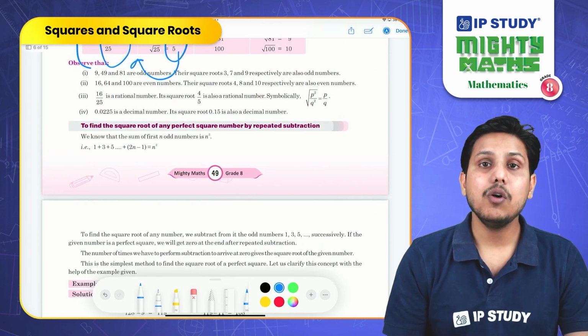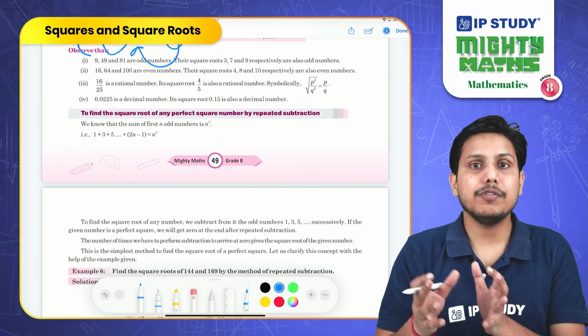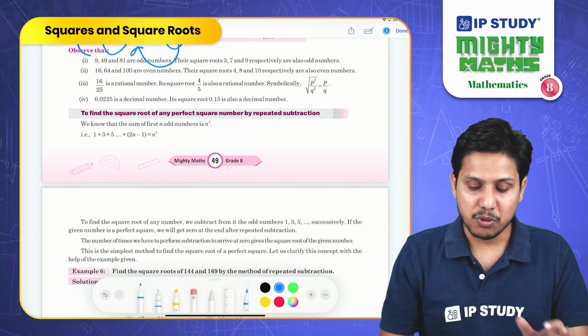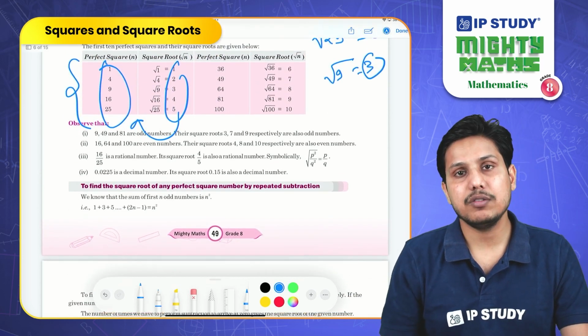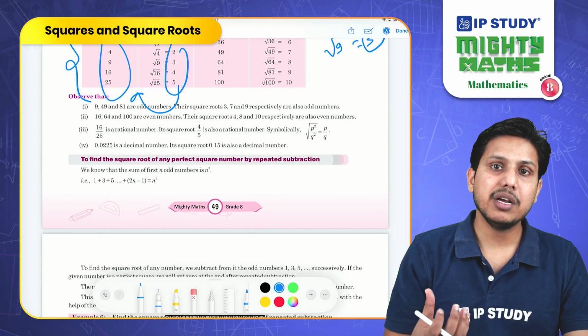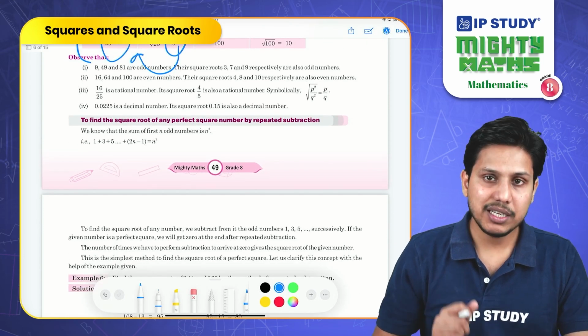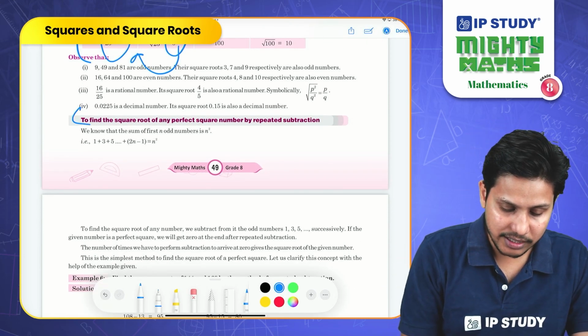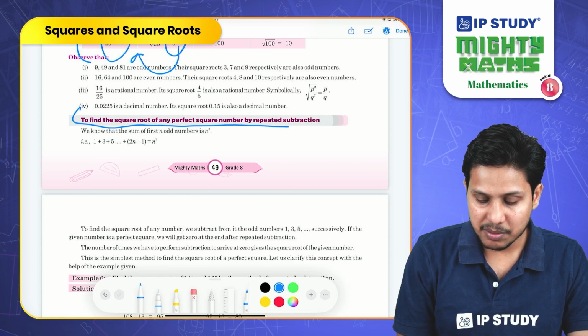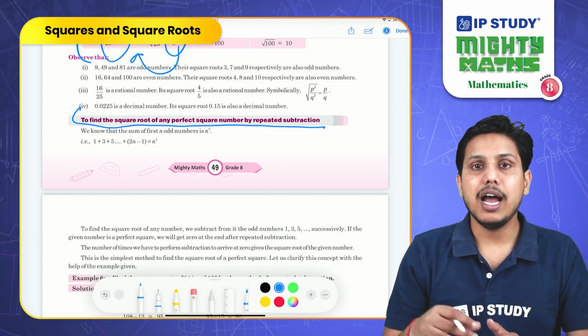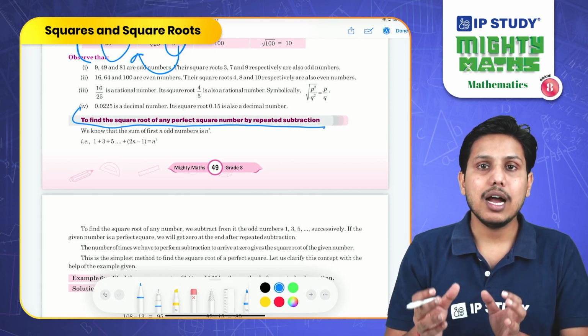Now we'll see how to find the square root of a number. For smaller numbers it is easier to guess what the square root will be, but for bigger numbers how can we do it? There are different methods, and the first one is to find the square root of any perfect square number by repeated subtraction. So we have to subtract the numbers again and again.